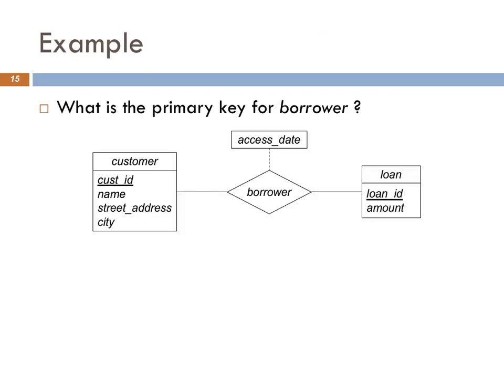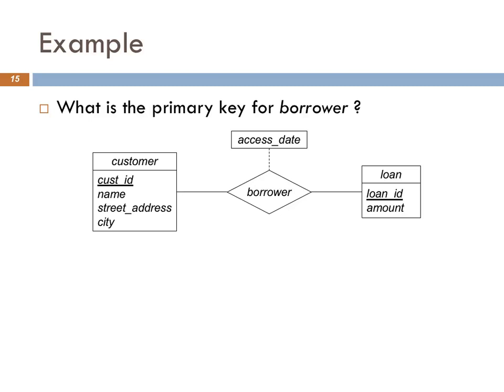All right, what is the primary key for borrower? Well, when you're asking a question like this, you can look at this and say, first of all, what describes relationships in borrower, given the way that we've diagrammed the schema so far. So remember, we have the participating entity sets' primary keys. So we have customer ID and loan ID. Access date also has to appear because it's a descriptive attribute. We want to make sure we have those descriptive attributes to describe relationship instances.